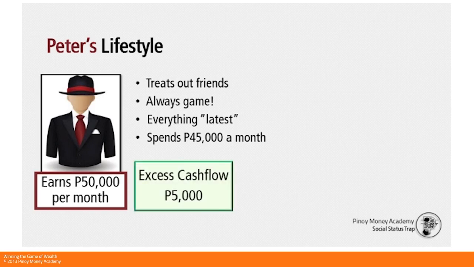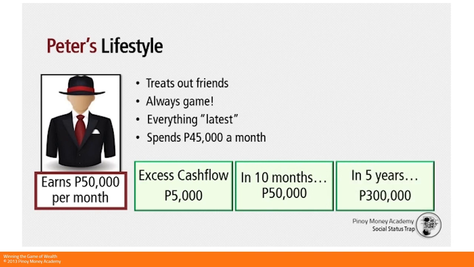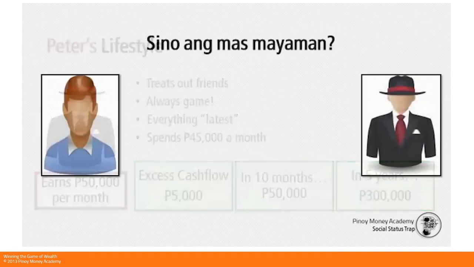At may natitira naman sa halagang 5,000 pesos. Itong 5,000 pesos na to ang excess cash flow ni Peter. Ibig sabihin, sa 10 buwan ng pagtatrabaho, siya ay nakakaipon ng 50,000 pesos. At paglipas ng 5 taon, si Peter ay may pangkapital na 300,000 pesos. Not bad na rin, Peter.